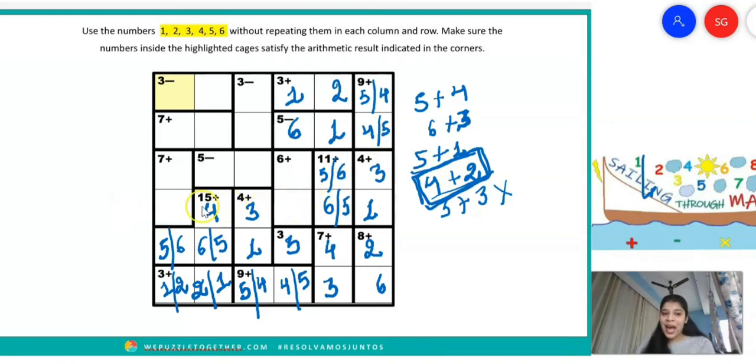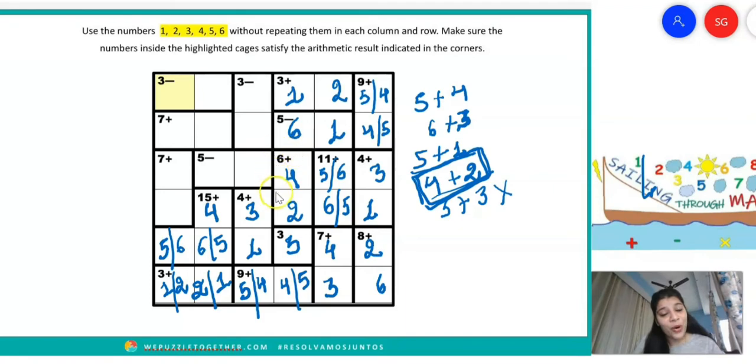Now see, I cannot place the number 4 here. Why can't I place the number 4 here? If I place the number 4 here, then the number 4 is going to repeat itself in the fourth row, and I cannot do that. So the number which is going to come here is going to be equal to 2, and the number which is going to come here is going to be equal to 4. So 2 is going to come here and 4 is going to come here.